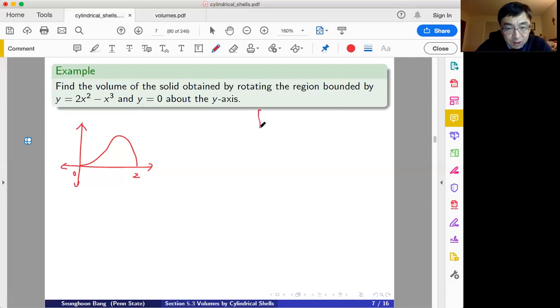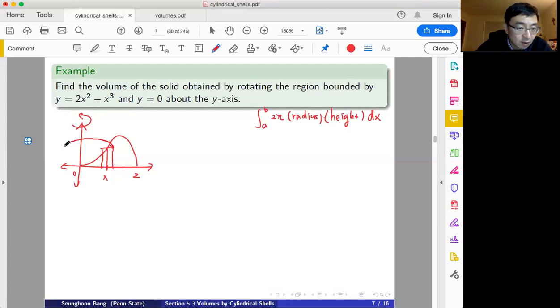What was our result? Integral from a to b, 2 pi times radius times height dx. How can you use it here? You can choose an x value. You can cut a rectangle. Make a rectangle. You have to rotate it about the y-axis. Rotate this rectangle about the y-axis.